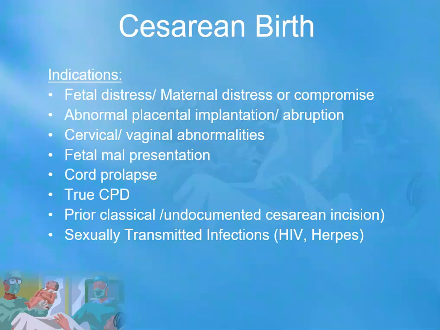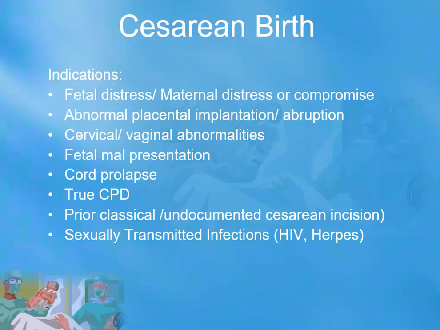True CPD, cephalopelvic disproportion, if mom's pelvis is not adequate enough or shaped adequately to deliver the baby from below. A prior classical or undocumented cesarean incision. So if they have a classical C-section with the first baby, remember we said that's not going to happen. You cannot have a vaginal birth after cesarean with a classical incision because they're sure to have a rupture in that uterine wall.